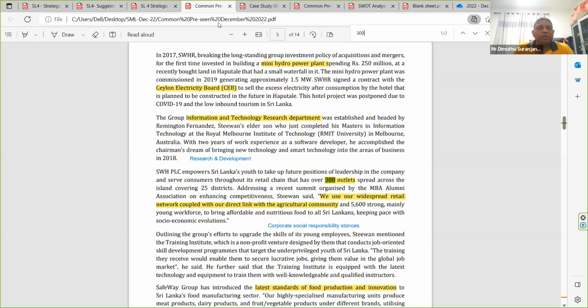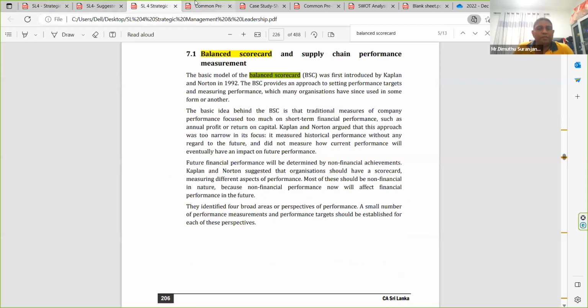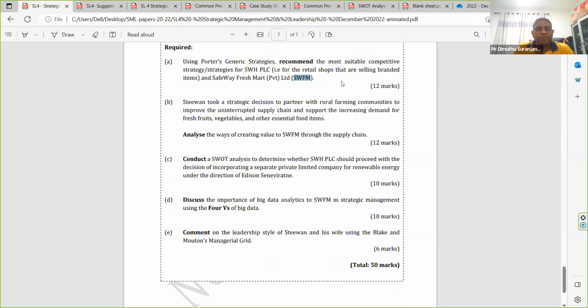So what is the strategy you think is ideal for them? It depends on your argument. Safeway Fresh Mart Private Limited, what do you think? Are they using focus or are they covering the broad market? That's the first question we have to raise. What is your answer on that? Are they covering the total market or a selected marketplace? What do you think? Interact with me, guys.